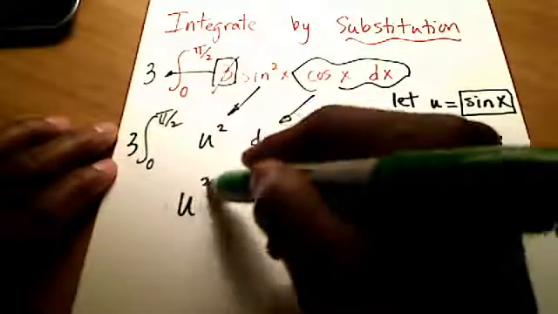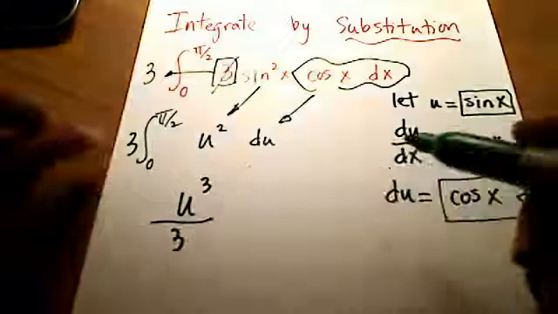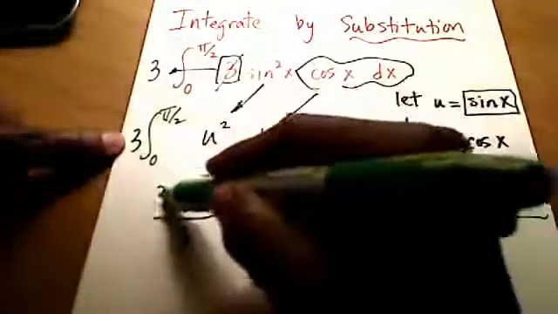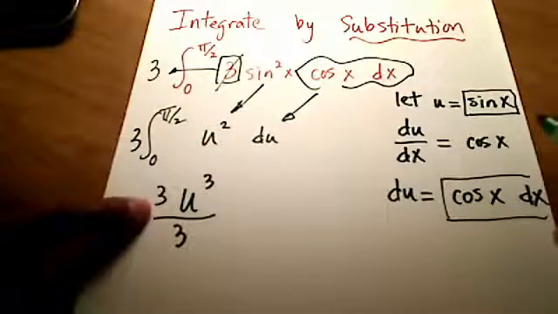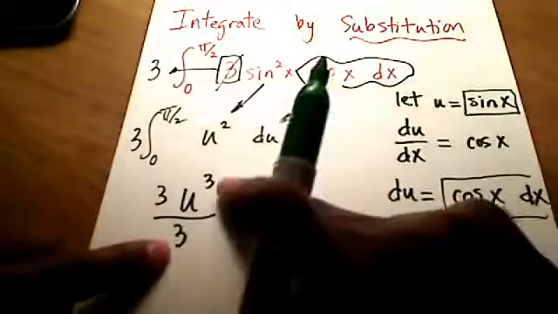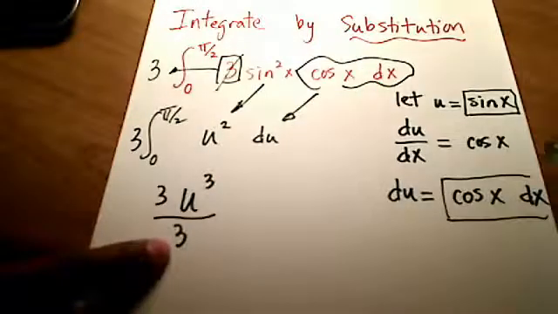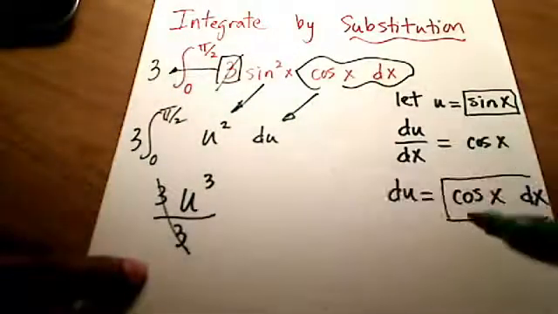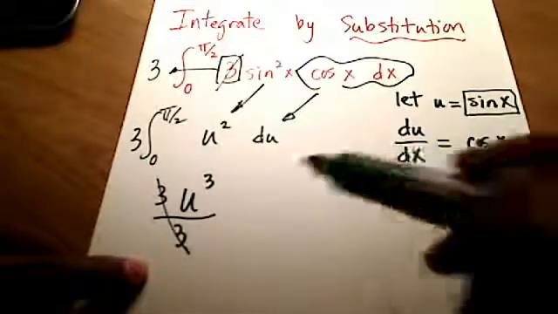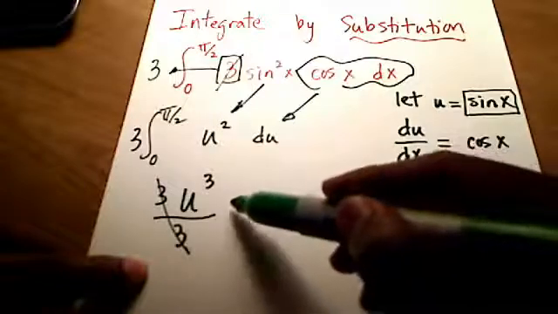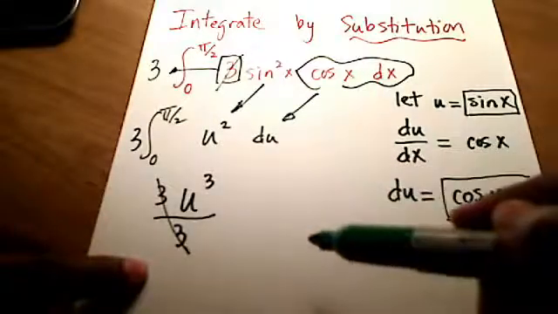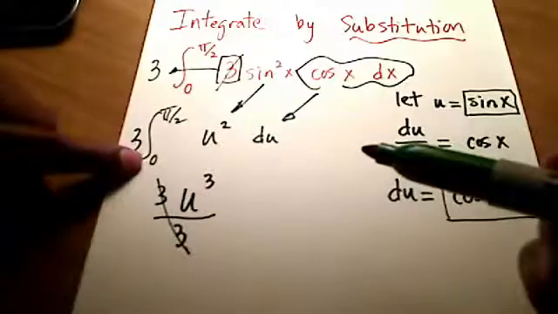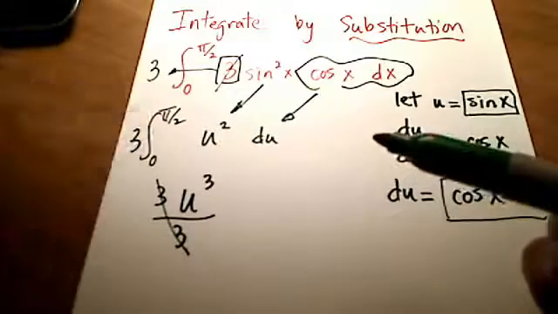Hey, that's u to the third over 3, right? Now this 3 that's still out front actually cancels out with this 3 on the bottom that came from that new exponent. So these guys cancel out, and I'm simply left with u to the third. Now if this was an indefinite integral, I'd have a plus c sitting right here, but because it's a definite integral, I'm going to integrate between 0 and pi over 2 in just a second.